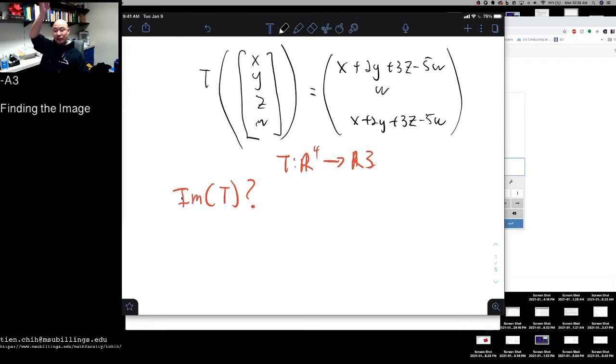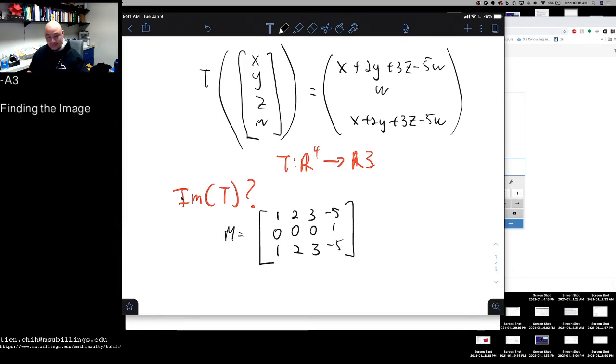So if we imagine the columns of the matrix as being actions on x, y, z, and w respectively, then your standard matrix, which is called M, is going to be 1, 0, 1, 2, 0, 2, 3, 0, 3, and minus 5, 1, minus 5.